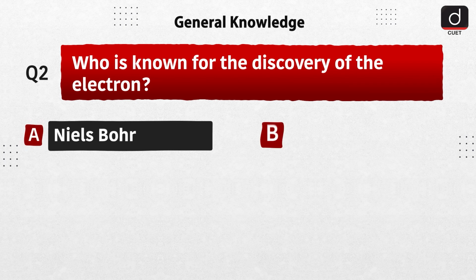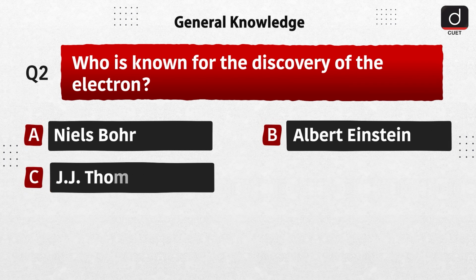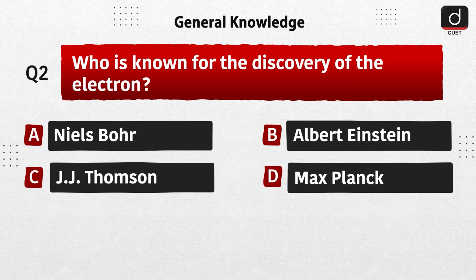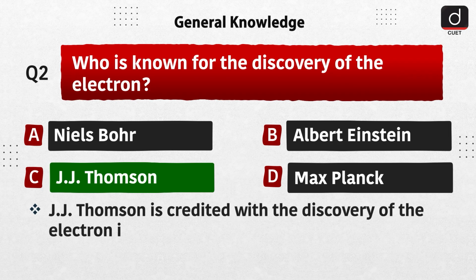Next question is, who is known for the discovery of the electron? A. Niels Bohr, B. Albert Einstein, C. J.J. Thomson, D. Max Planck. The correct answer is option C, J.J. Thomson. J.J. Thomson is credited with the discovery of the electron in 1897.